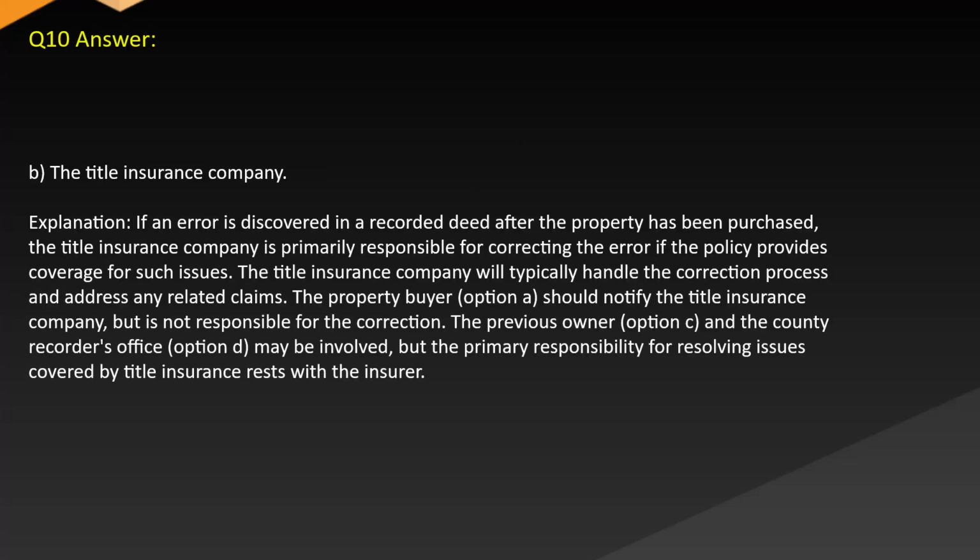Answer: B. The title insurance company. Explanation: If an error is discovered in a recorded deed after the property has been purchased, the title insurance company is primarily responsible for correcting the error if the policy provides coverage for such issues. The title insurance company will typically handle the correction process and address any related claims. The property buyer, option A, should notify the title insurance company but is not responsible for the correction. The previous owner, option C, and the county recorder's office, option D, may be involved, but the primary responsibility for resolving issues covered by title insurance rests with the insurer.